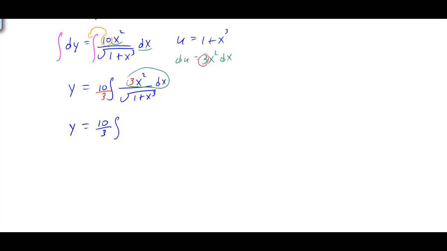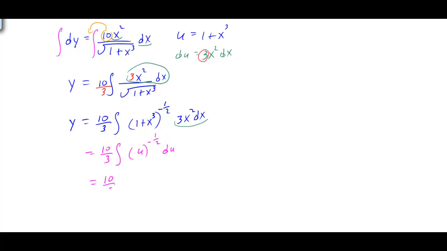We could think of raising 1 plus x cubed to the 1/2 power, and if we move it to the top, it becomes 1 plus x cubed to the negative 1/2, because we're moving it to the top, so it makes it a negative exponent. And of course, we have the 3x squared dx, and keep in mind all of this is our du. So if we perform our substitution, then we're going to have 10/3 the integral of u to the negative 1/2 du.